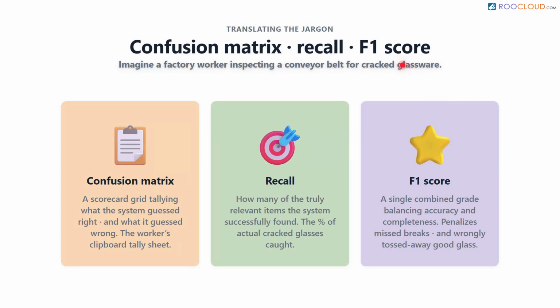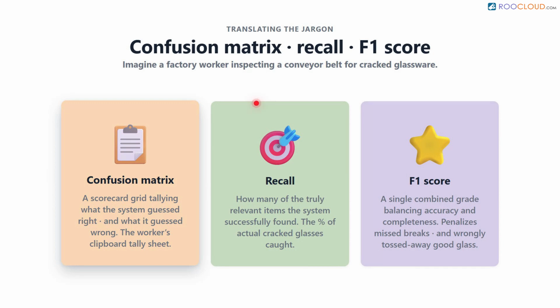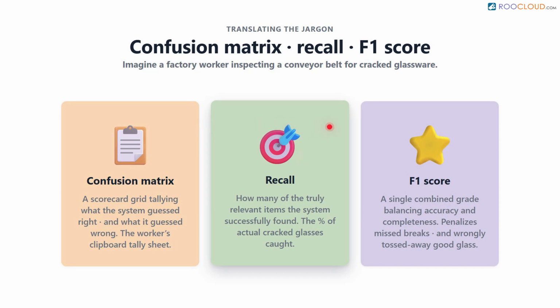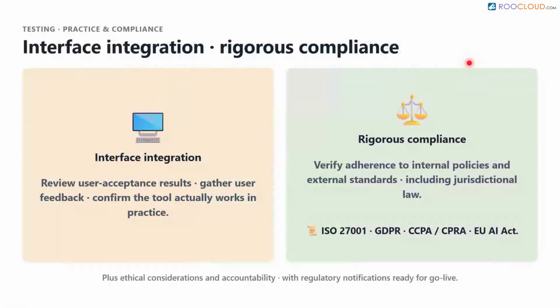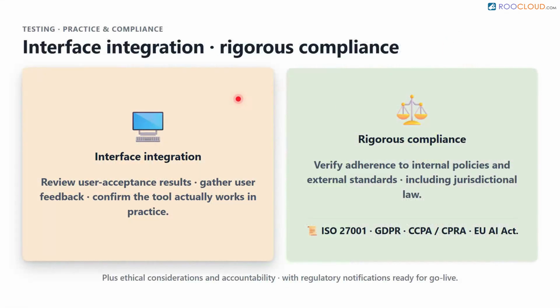Imagine a factory worker inspecting a conveyor belt for cracked glassware. The confusion matrix is their clipboard tally sheet. Recall is the percentage of actual cracked glasses they successfully caught. The F1 score is their overall performance review, penalizing them if they missed broken glass or if they mistakenly threw away perfectly good glass. Next, you evaluate interface integration.